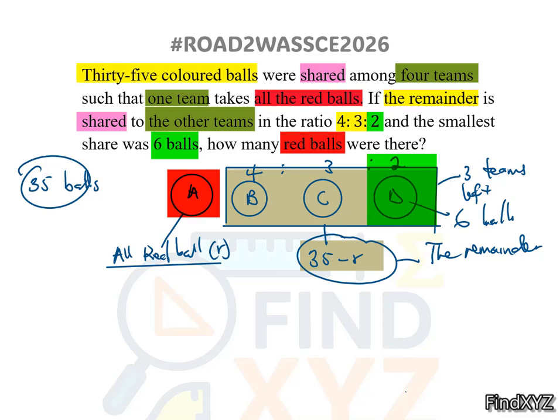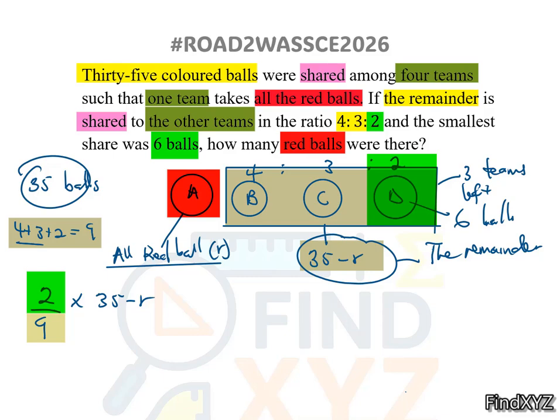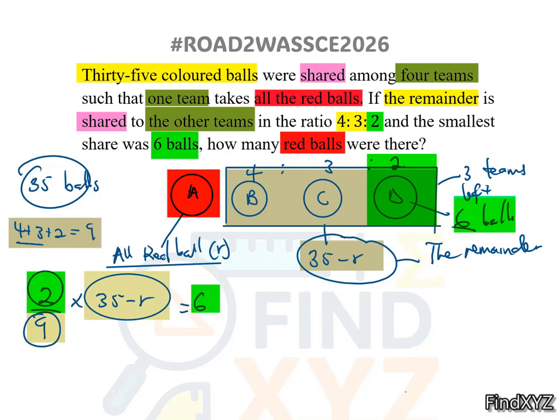Now, since we know that the smallest share is getting 6 balls, what is the ratio of the smallest share? That is 2. How many in all? The total ratio. So the total ratio, we have 4 plus 3 plus 2. 4 plus 3 will give us 7, plus 2 will give us 9. So it means that the 35 minus R is equivalent to the total part, right? So we have 35 minus R. This is the total. This is also the total. So the ratio should correspond to whatever we are multiplying. The ratio of 2, how many balls did they get? That is 6 balls. Then we solve for the value of R. That is the red balls.